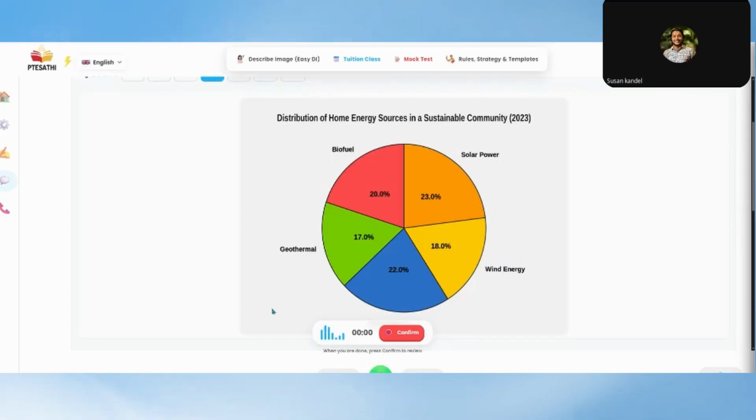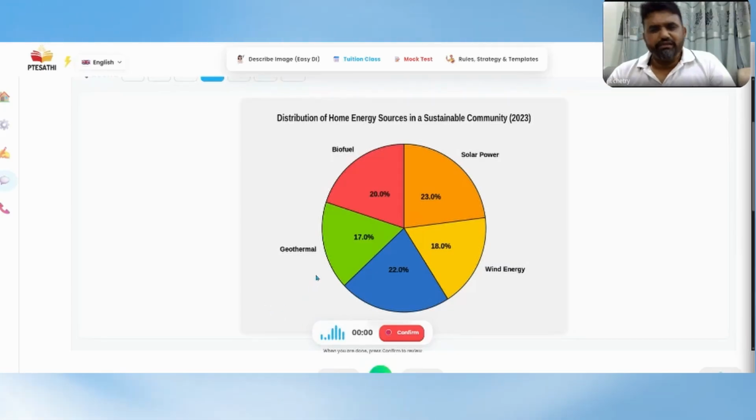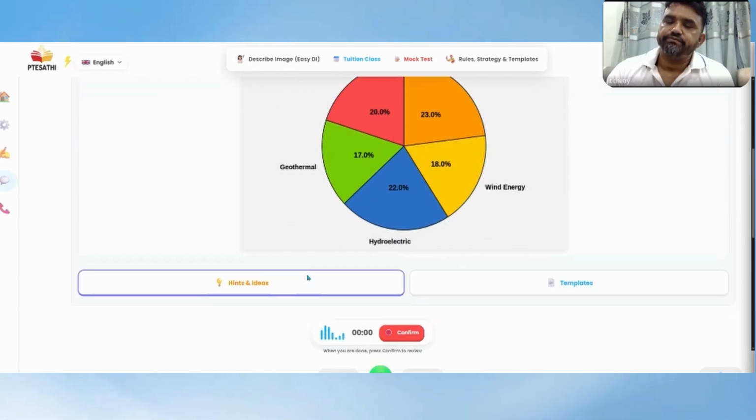Do we need to talk about the color and all that stuff? No, not required. People used to talk about it in the past, and people nowadays are also talking about it. But I don't think when you get a pie chart, you should be talking about the color. A pie chart is not about describing color. It's about describing data. So we need to focus on data.